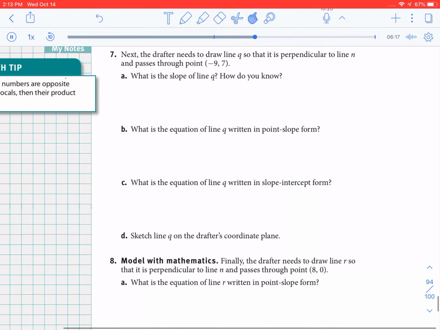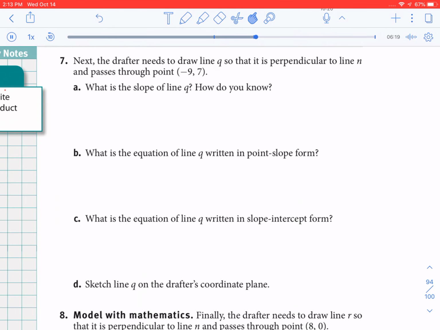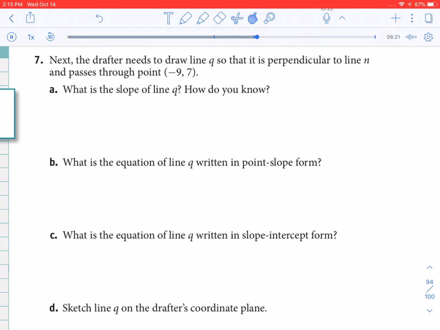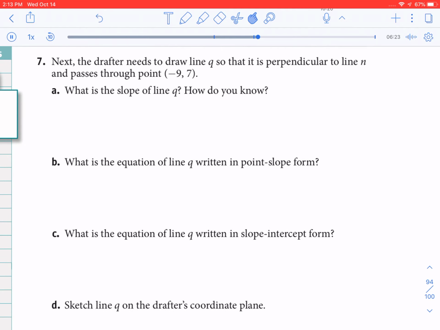All right, so now we're going to continue this, but this time we are looking not at something parallel but something perpendicular. So it says here that next the drafter needs to draw line Q so that it is perpendicular to line N, and passes through the point -9, 7. So it asks, what is the slope of line Q? Well, our original slope was 1/8. This is not the answer.